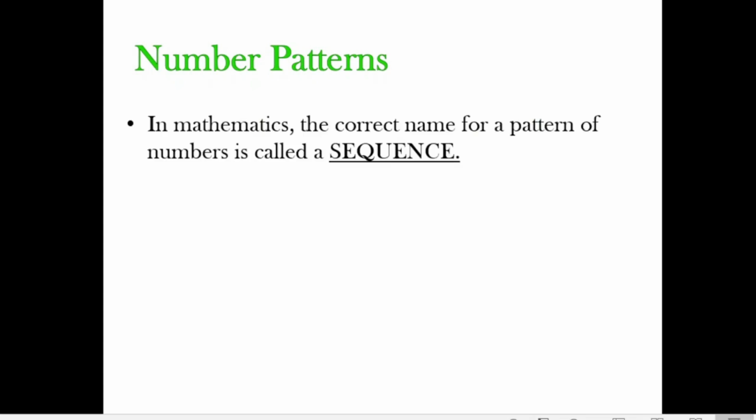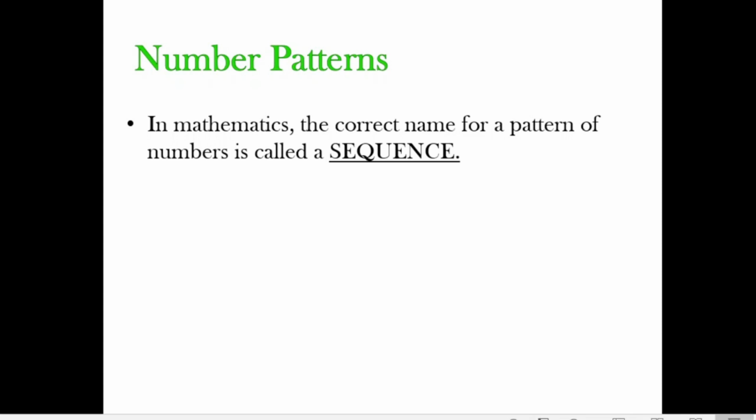The first type of pattern that we will be talking about is called the number pattern. By the name itself, of course, this suggests that it is a pattern involving numbers. In mathematics, a number pattern is more popularly known as a sequence. It is just a fancy term for a number pattern.